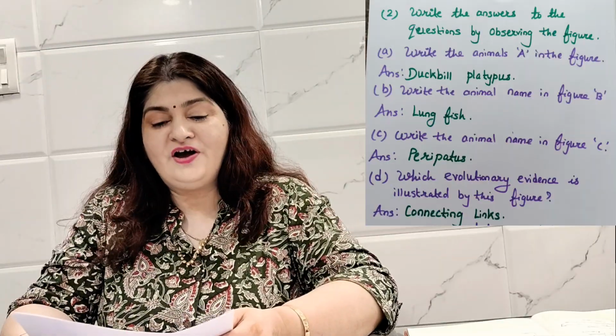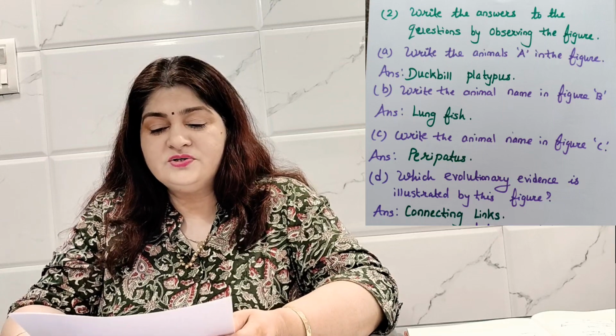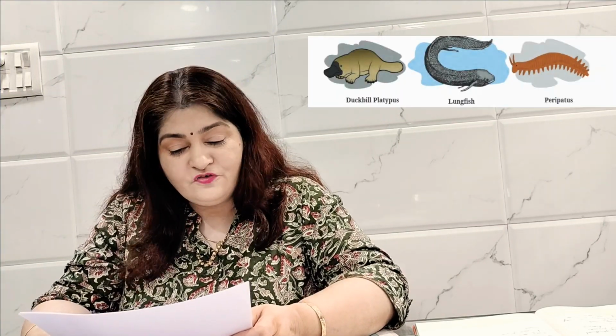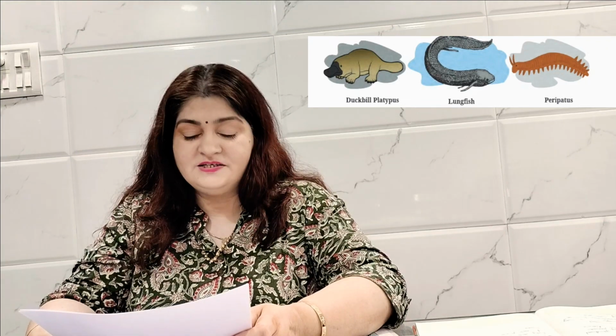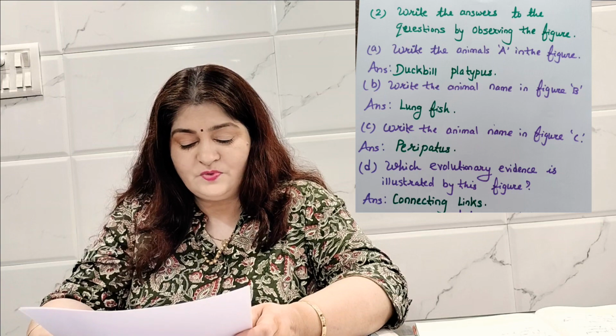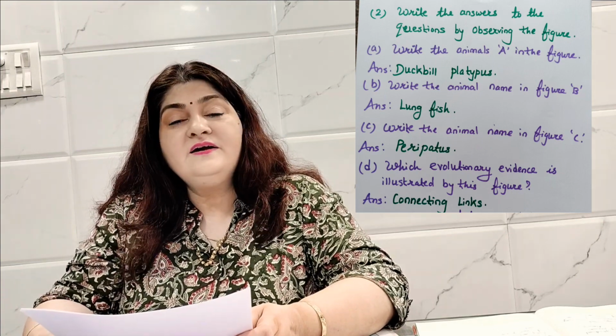Second question of 5 marks, write the answers to questions by observing the figure. Write the name of A in the figure, that is duckbill platypus. The animal in B is lungfish, and the animal in C is peripatus. Which evolutionary evidence is illustrated by this figure? That is connecting links.